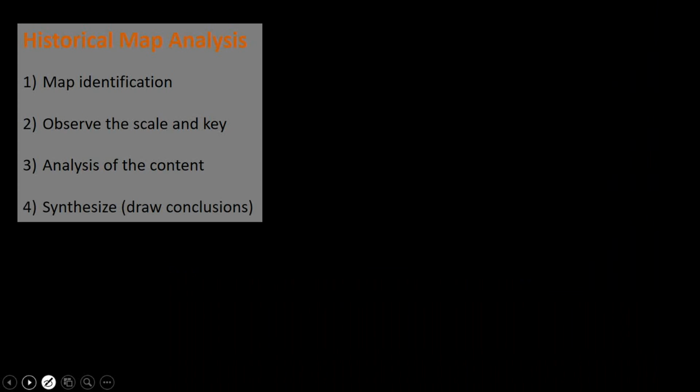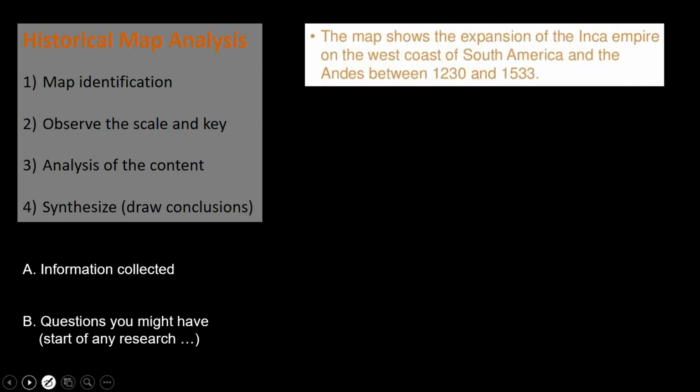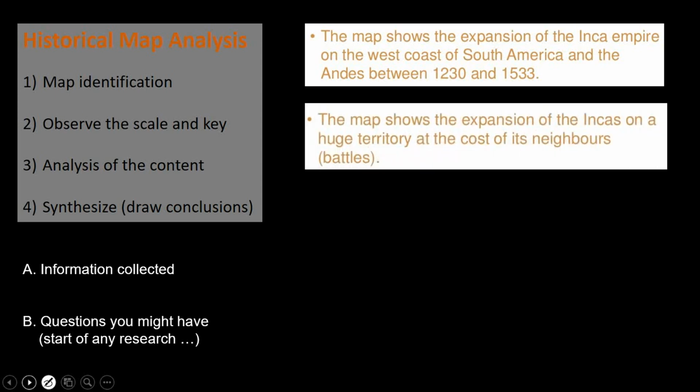And then we'll synthesize, we'll draw some conclusions, so out of our identification and our observing, after we have observed the scale and key, and then of course the analysis of the content. First, we'll gather the information collected and then maybe we'll have some questions. First conclusion, the map shows the expansion of the Inca Empire on the west coast of South America and the Andes between 1230 and 1533. So that was our time frame and also the area of the world we were in.